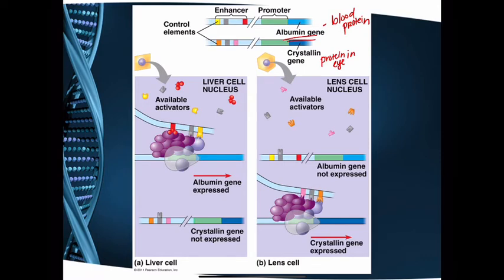But the genome, in both of those cells, whether in the blood or in the eye, contains the genes to be able to make both of those. So why is albumin not made in the eye and crystalline not made in the blood? Well, it has to do with these control elements, okay? And it has to do with these activators.